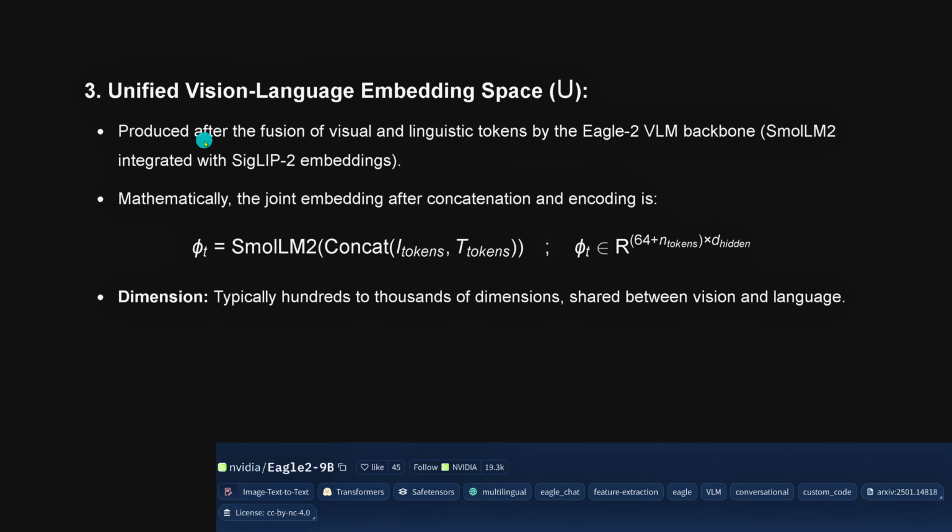Then, of course, we have the unified mathematical space. No? We now bring together the vision and the language in an own embedding space, produced after the fusion of the visual tokens and the linguistic tokens. And here we have an Eagle 2 VLM backbone. The joint embedding after concatenation and encoding, typically 100 to 1000 dimensions, shared between vision and language. And here you have NVIDIA Eagle. This is available for free on Hugging Face.